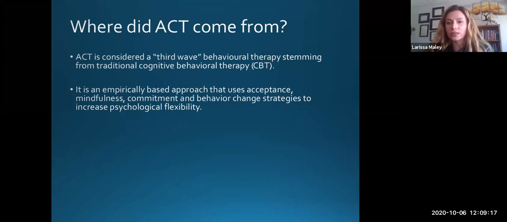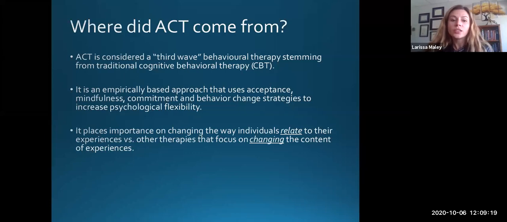Within the ACT model, psychological flexibility is the primary mechanism of action. So to help people become more flexible in their thinking is what ACT is really geared to do. It's a different approach from traditional CBT, which would help people to change the content of their experience. What that means is, if I change my thinking or my behavior, then I'm going to change the experience. ACT places priority on helping individuals change how they relate to their experiences.